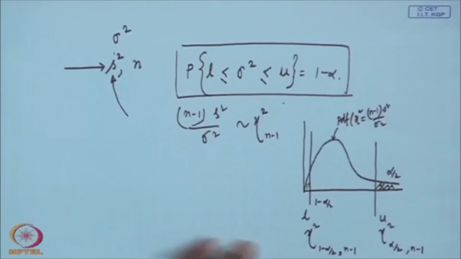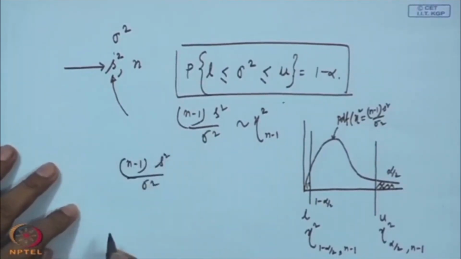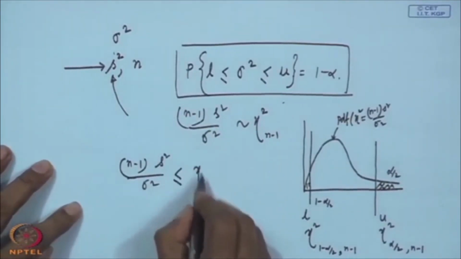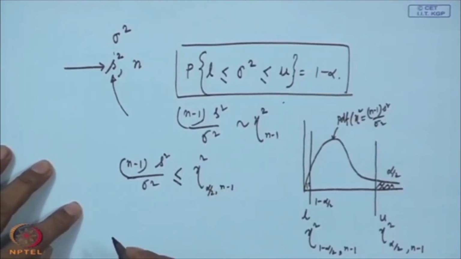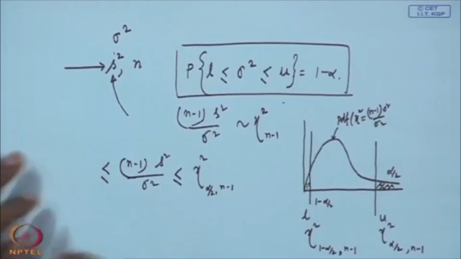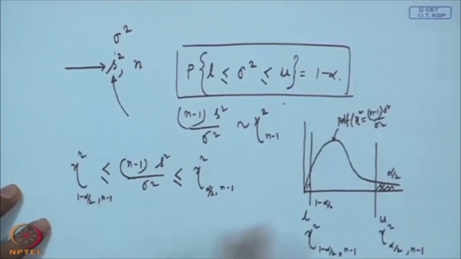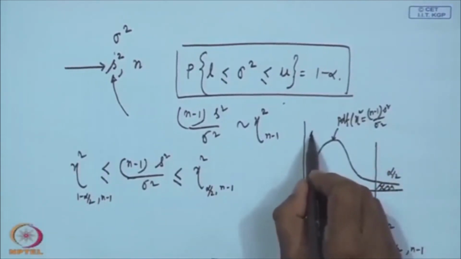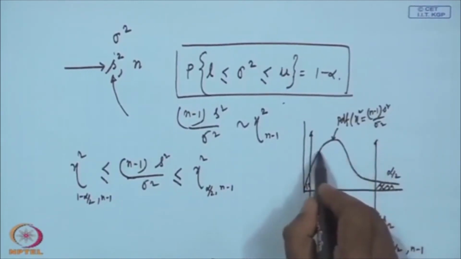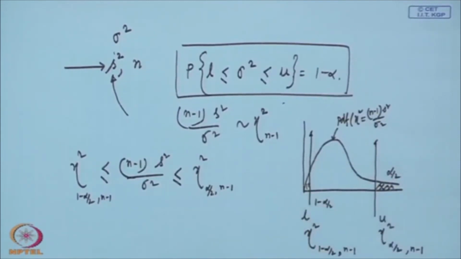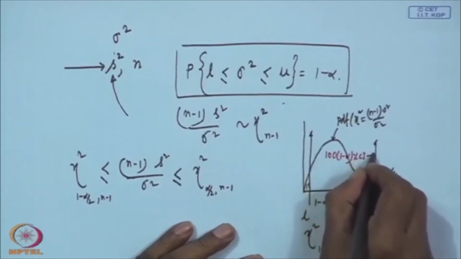So, what will you write then? You will write n minus 1 s square by sigma square must be less than equal to chi-square alpha by 2, n minus 1, as well as it must be greater than equal to chi-square 1 minus alpha by 2, n minus 1. You see these two, from the interval point of view, and the totality in between whatever is there, that is our 100 into 1 minus alpha percent CI for the variance.